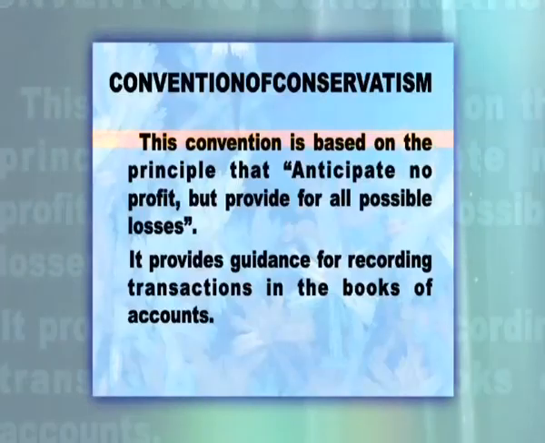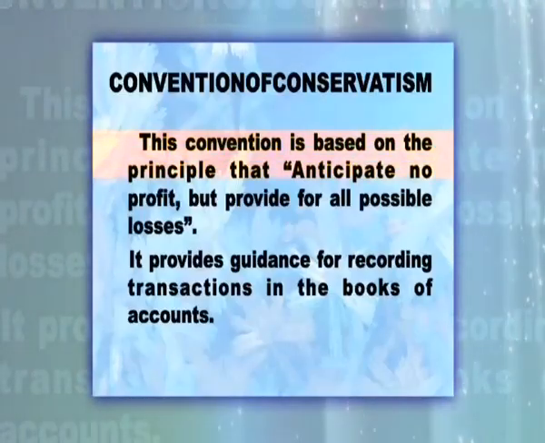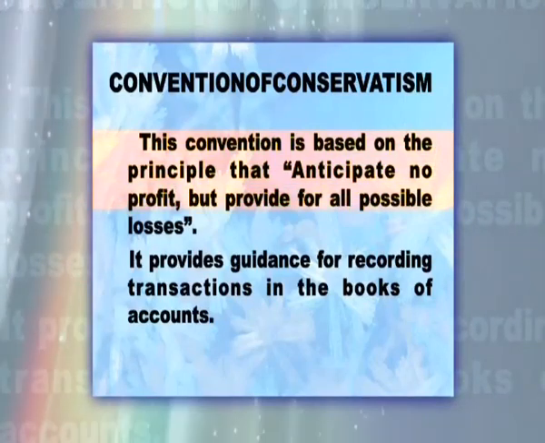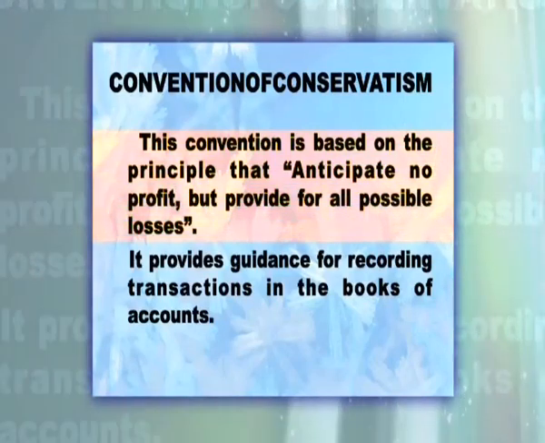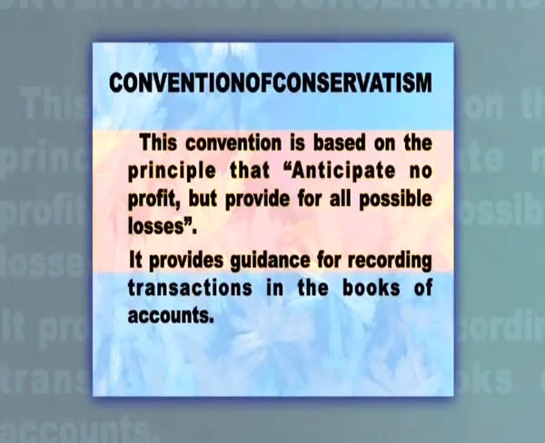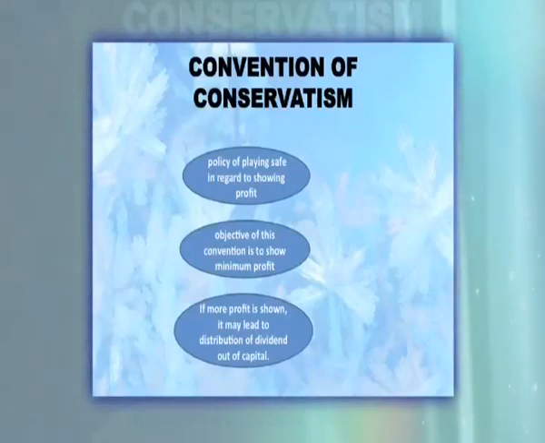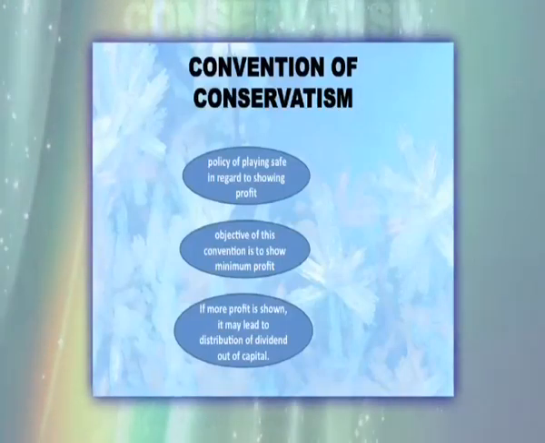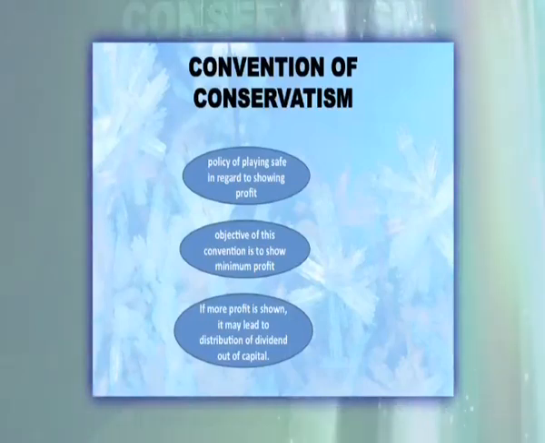Convention of conservatism. This convention is based on the principle that anticipate no profit, but provide for all possible losses. It provides guidance for recording transactions in the books of accounts. It is based on the policy of playing safe in regard to showing profit. The main objective of this convention is to show minimum profit. Profit should not be overstated.